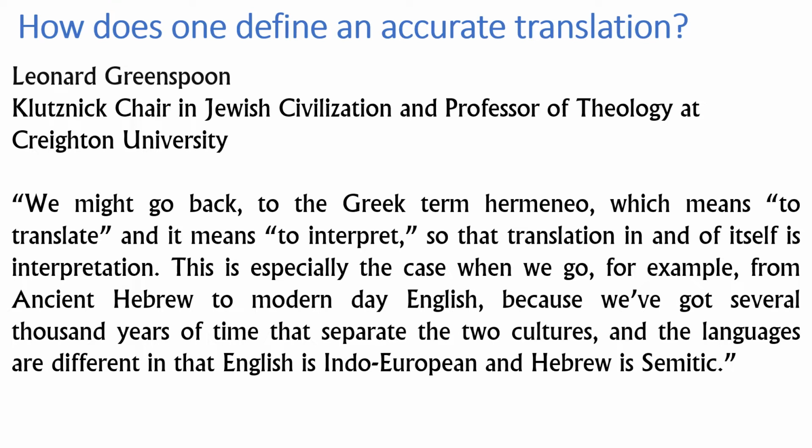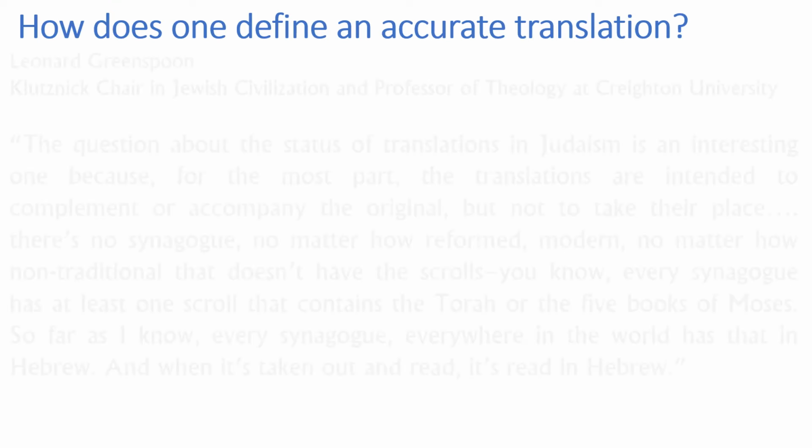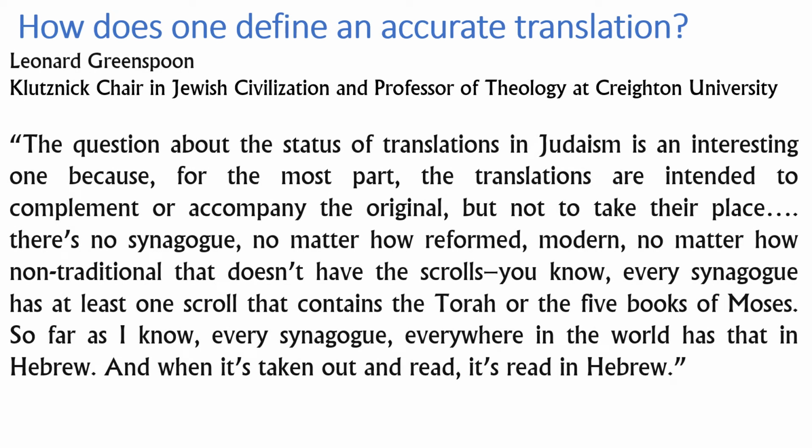This is especially the case when we go, for example, from ancient Hebrew to modern day English, because we've got several thousand years of time that separate the two cultures, and the languages are different in that English is Indo-European and Hebrew is Semitic. He further mentions a question about the status of translations in Judaism, meaning in Torath Moshe as well as Jewish communities, is an interesting one because, for the most part, the translations are intended to complement or accompany the original, but not take their place.